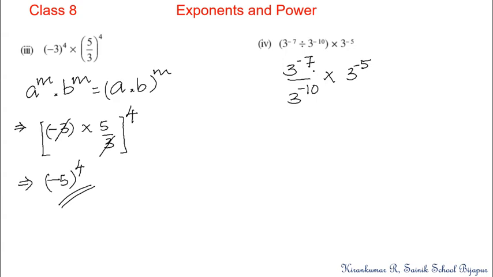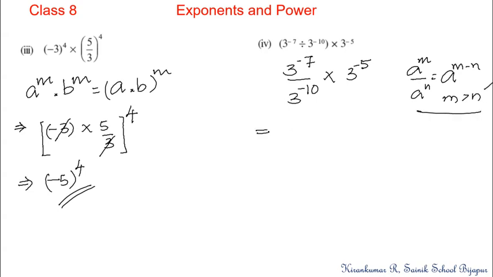If you observe this, clearly minus 7 is larger compared to minus 10. So we can use this law of exponent: a to the power of m by a to the power of n is a to the power of m minus n, where m is greater than n. We can make use of this.